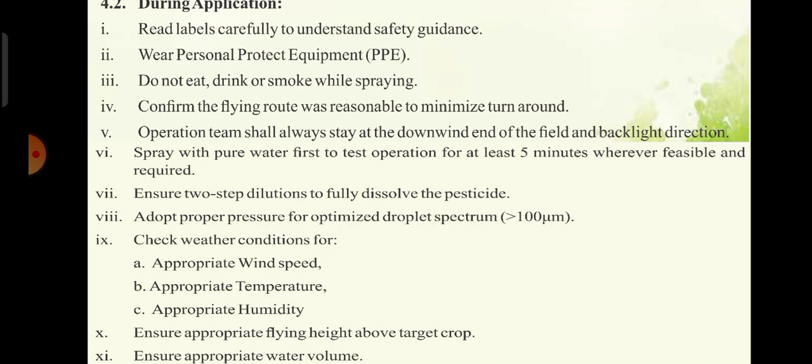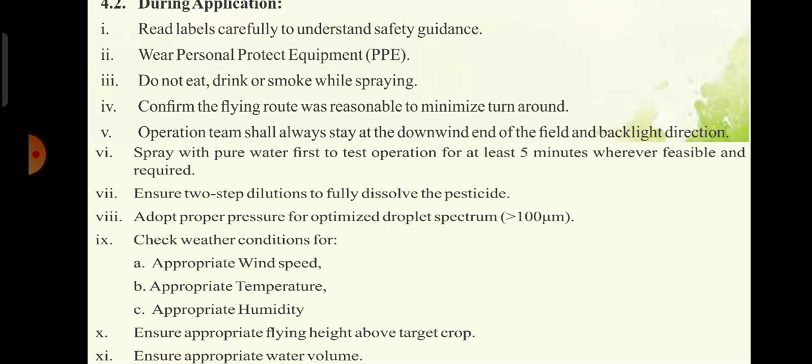Check weather conditions like wind speed, temperature, humidity, etc. Always keep in mind that early morning hours like 7 a.m. to 9 a.m., or evenings like 4:30 p.m. to 6:30 p.m., are the congenial conditions for any spray, because during those times wind speed, temperature and humidity will be somewhat under control.